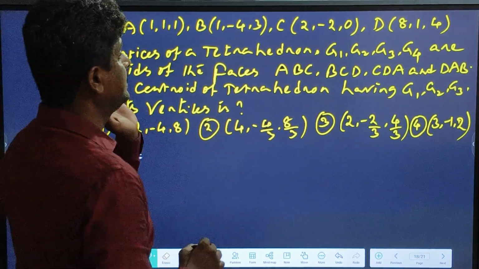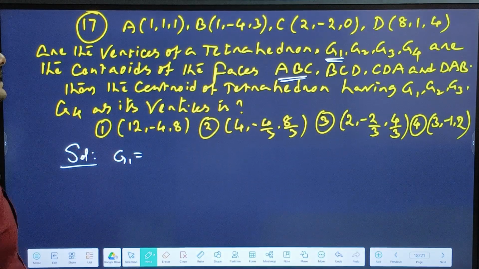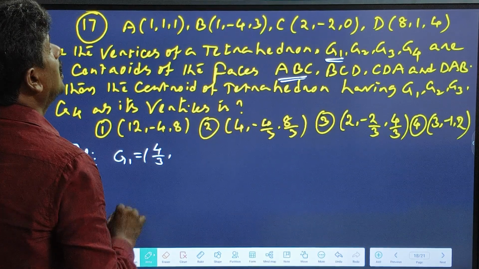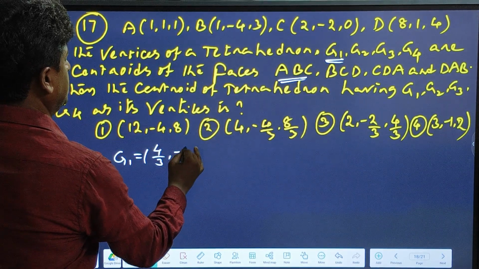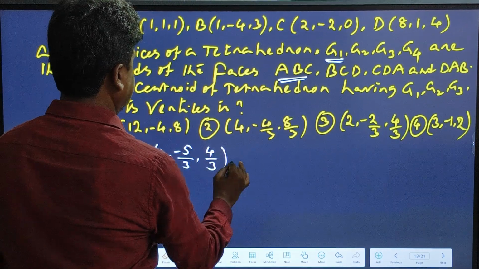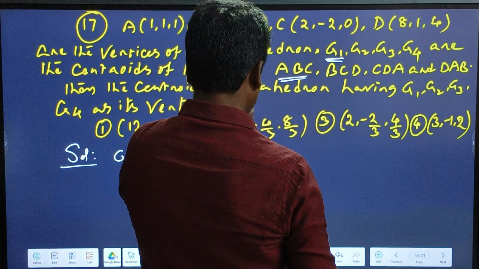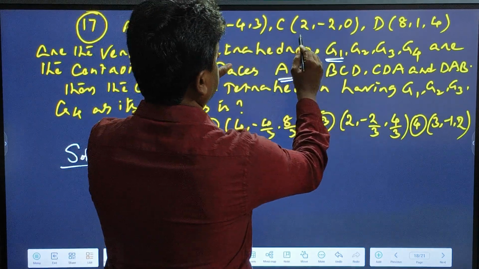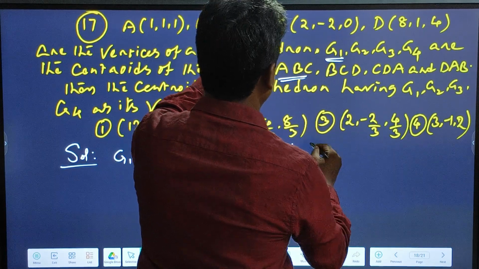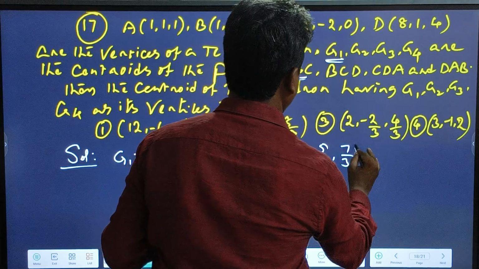G1 is the centroid of the face ABC. ABC centroid: 1 plus 1, 2 plus 2, 4 by 3. 1 minus 4, minus 3 minus 2, minus 5 by 3. 1 plus 3, 4 by 3. This is G1. G2 is equals to centroid of BCD: 1 plus 2, 3 plus 8, 11 by 3. Minus 4 minus 2, minus 6 plus 1, minus 5 by 3. 3 plus 0 plus 4, 7 by 3.